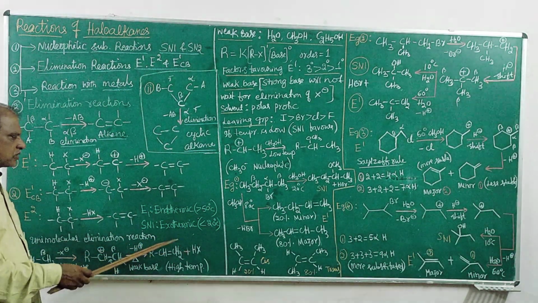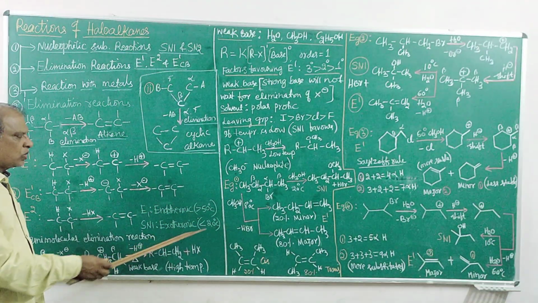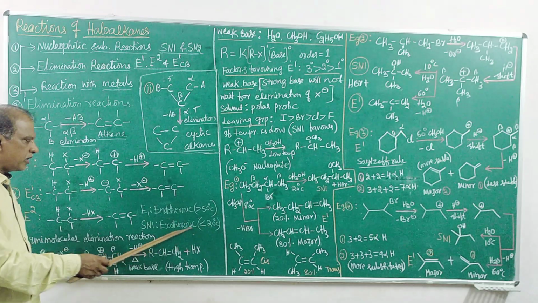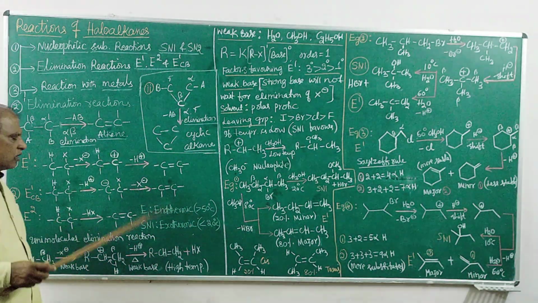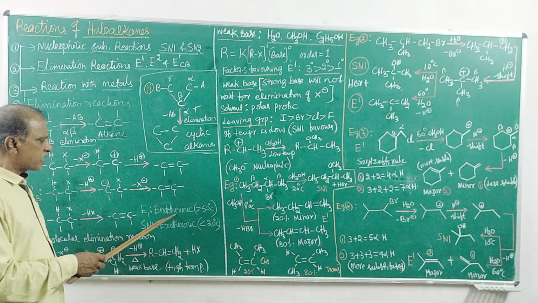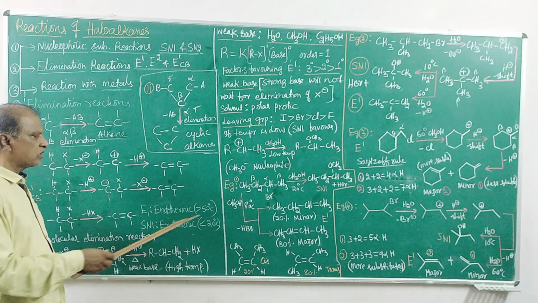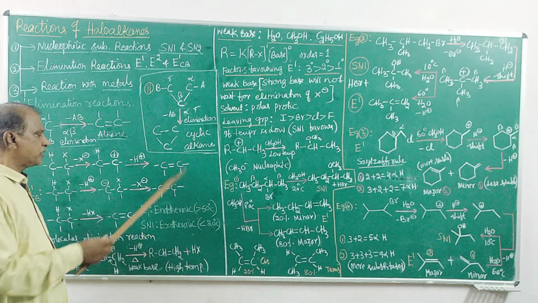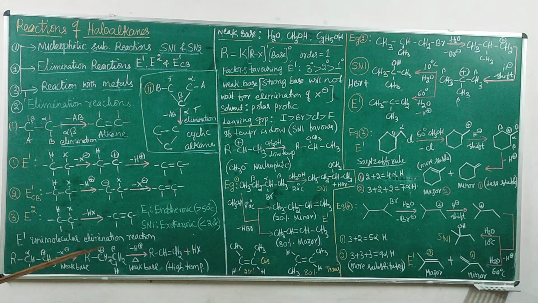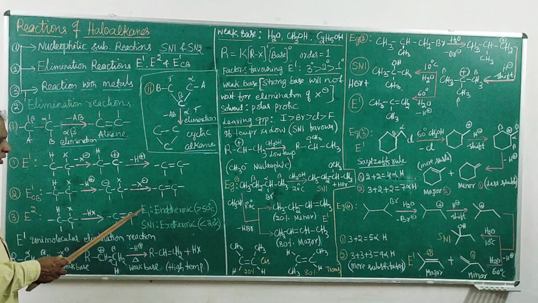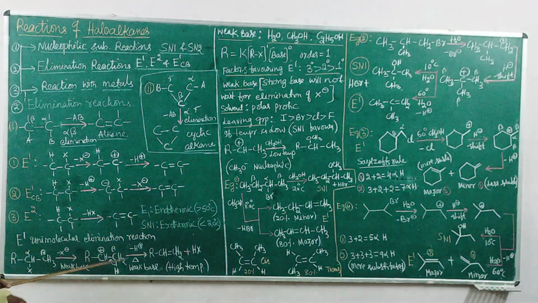At low temperature, exothermic. Exothermic means low temperature, it is spontaneous. The reaction is possible at low temperature. At high temperature, this reaction is spontaneous. That is, the reaction is possible at high temperature. That is the main difference. E1 and SN1: there is always a competition in the reaction between the E1 and SN1 mechanisms.